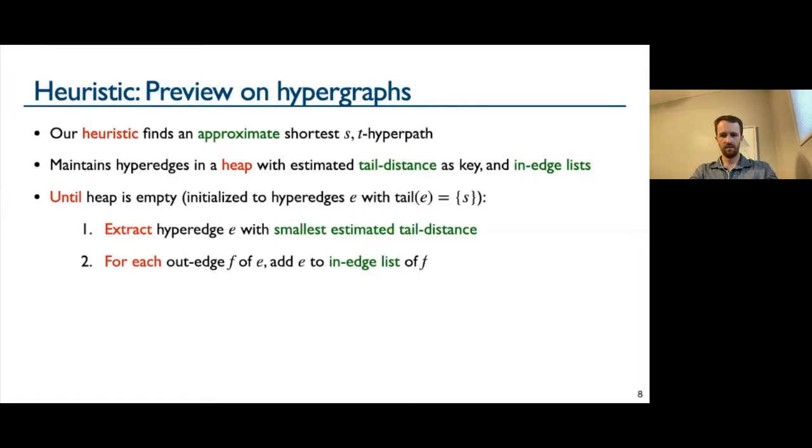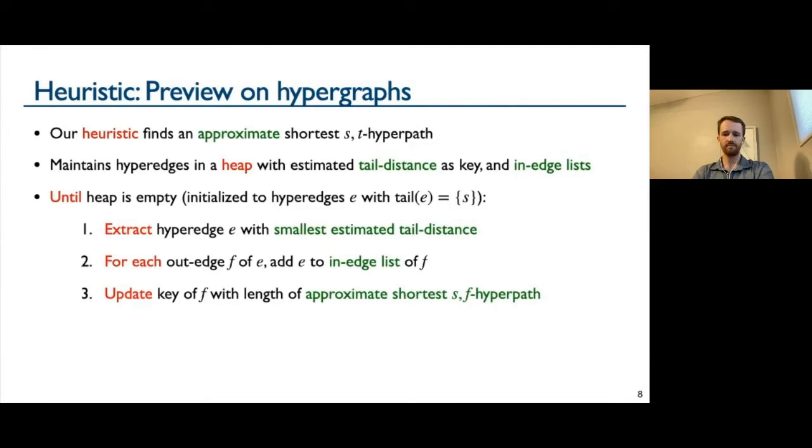And for each out-edge F of edge E, we update F's in-edge list with E. We then use a greedy heuristic to approximate the shortest hyperpath from S to the tail of F, which is also NP-complete, and update F's key if this approximate shortest SF hyperpath is shorter than previous ones. Then, we again use this greedy heuristic to recover an approximate shortest ST hyperpath.